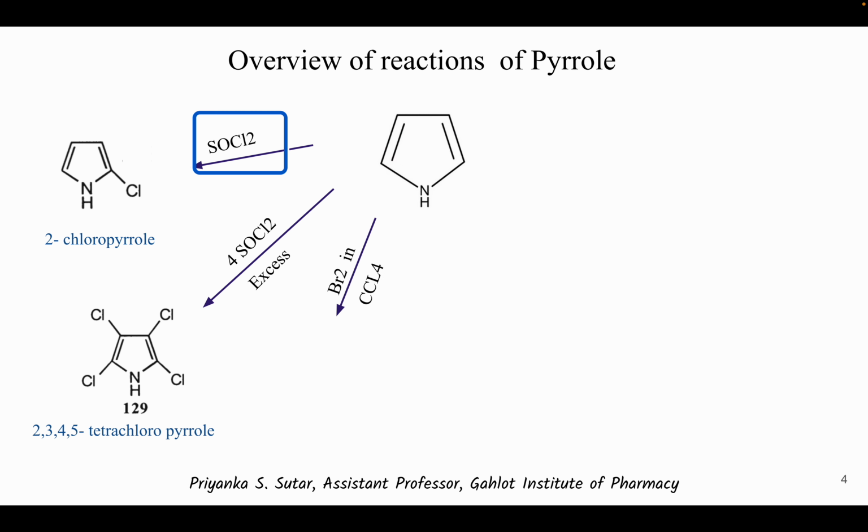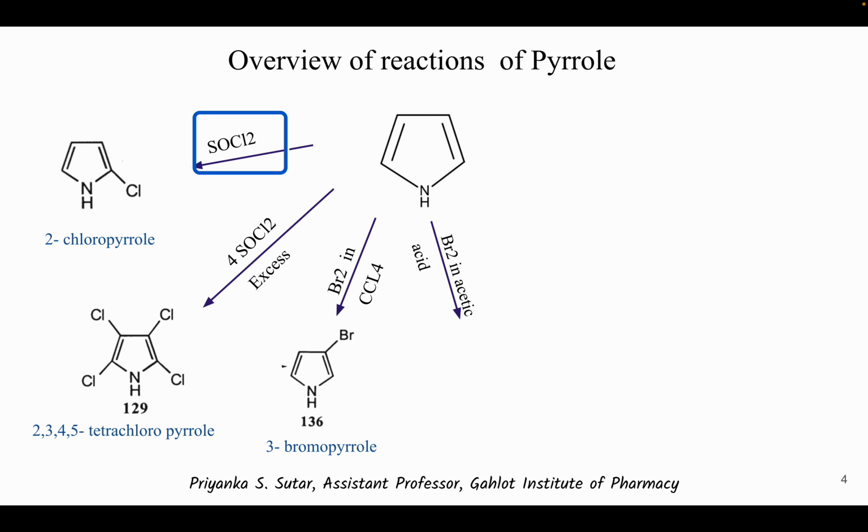Now bromination, again here there are two conditions. Bromine in carbon tetrachloride will give 3-bromopyrrole. You have learned that electrophilic substitution occurs at the second position, and here also it will occur at the second position, but this 2-bromopyrrole is not stable, so the structure itself gets rearranged and forms 3-bromopyrrole, which is a much more stable product.